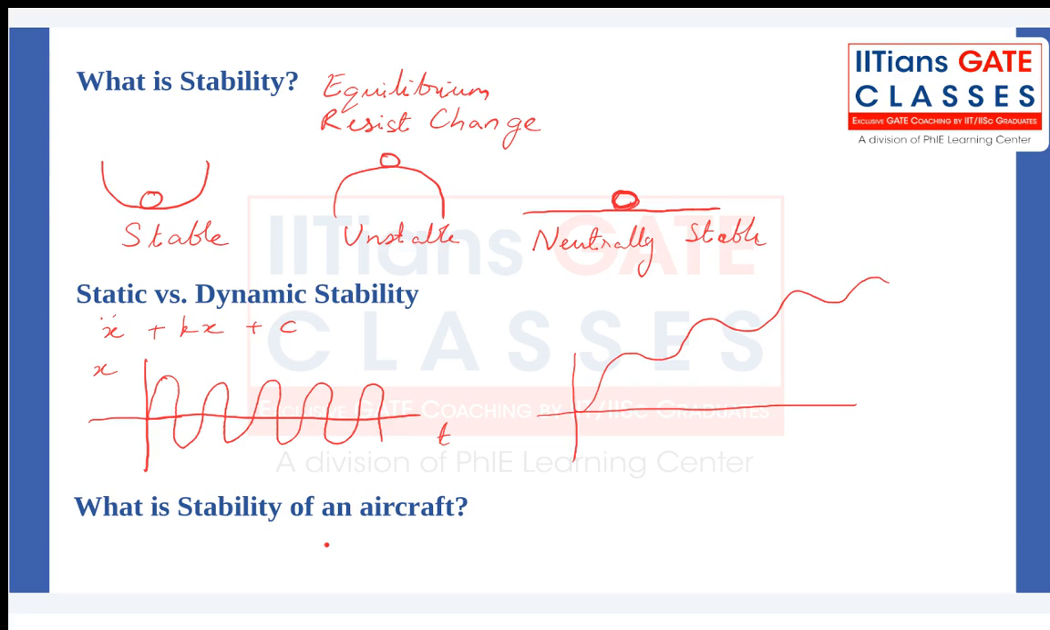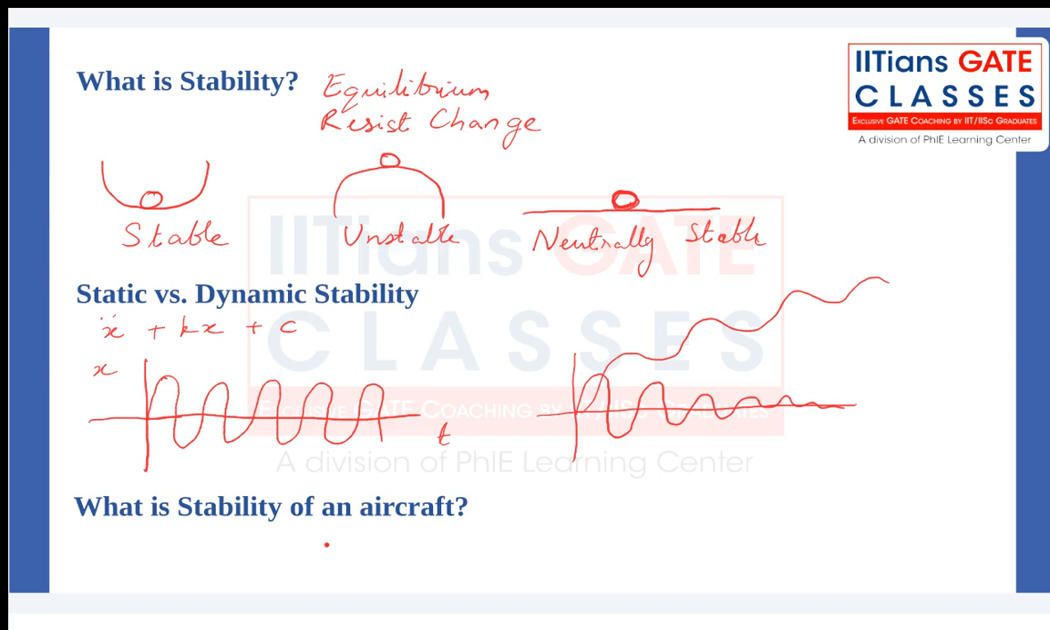Another way, which we prefer, is that upon disturbance or deviation from the equilibrium point, the system should over time come back to its equilibrium point, right? So this is what is desired. You want it to go back to equilibrium. So the last curve that I've drawn is a dynamically stable system, right? If it does come back towards the equilibrium point over a period of time, then it is dynamically stable. So we will discuss in depth the static and the dynamic stability that pertains to the aircraft.